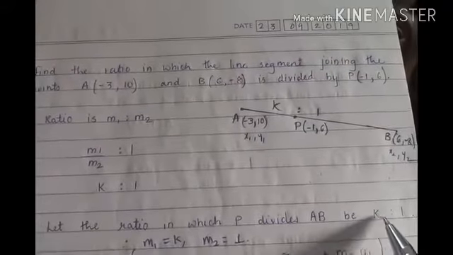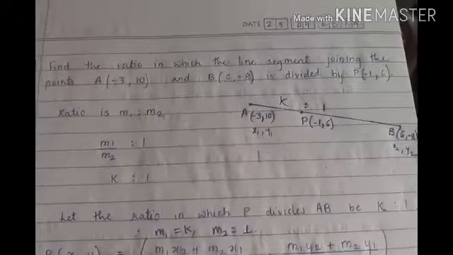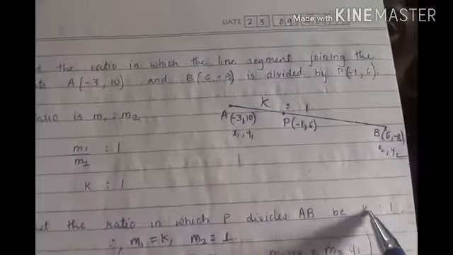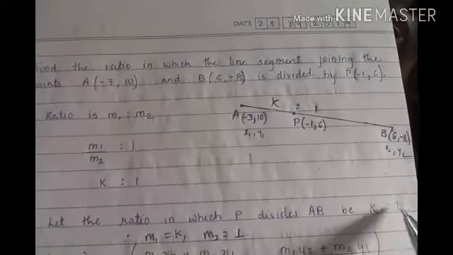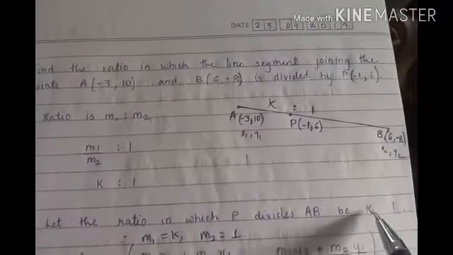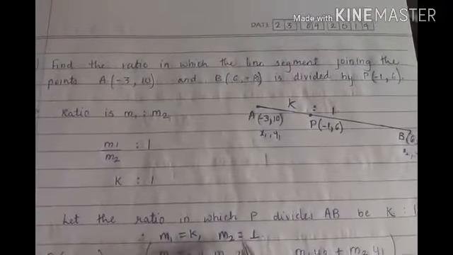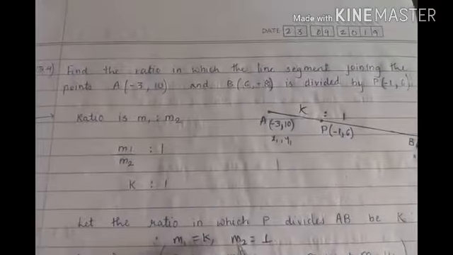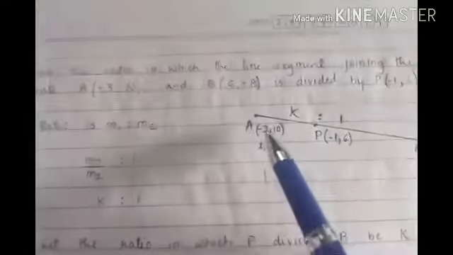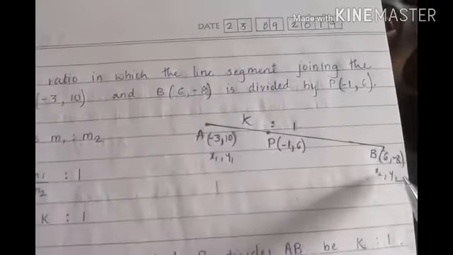Now, if you see here, what is M1? In the formula that you are going to use, M1 becomes K because this is M1, this is M2. So M1 is K and M2 is 1, so M1 is to M2 is K is to 1. Always remember when you are asked to find the ratio, M1 will be K, M2 will be 1. And you can mark these points as X1, Y1 and X2, Y2.